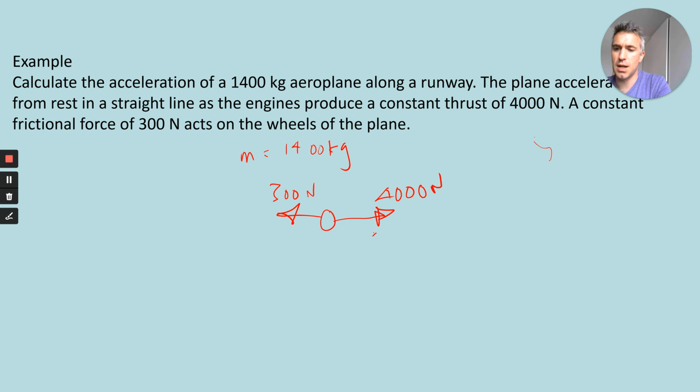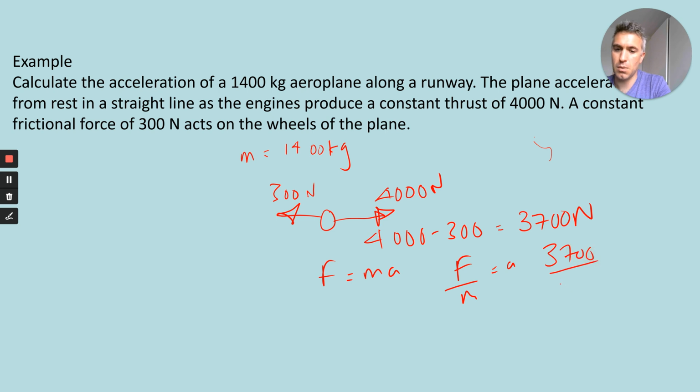The net force is 4,000 minus 300, which is equal to 3,700 newtons. But what's the acceleration? Well, the equation is F equals ma. So F over m equals a. 3,700 divided by 1,400. Can't do that in my head, so I have to use my calculator. 3,700 divided by 1,400 equals 2.64 meters per second squared. Pretty simple.